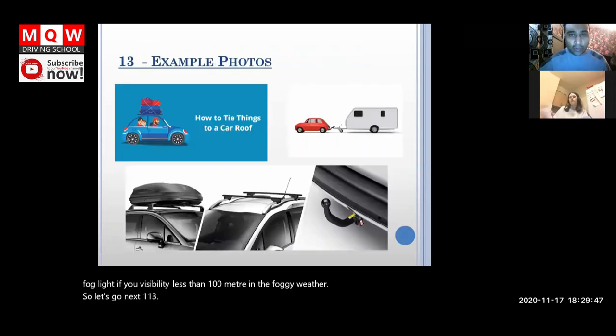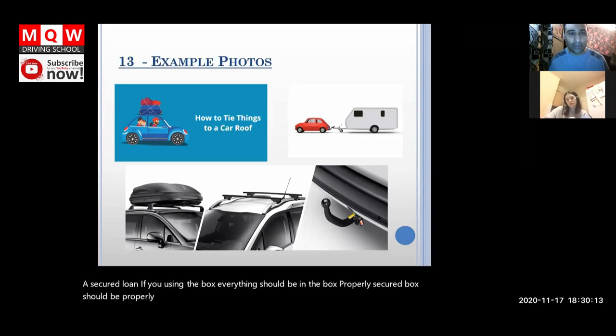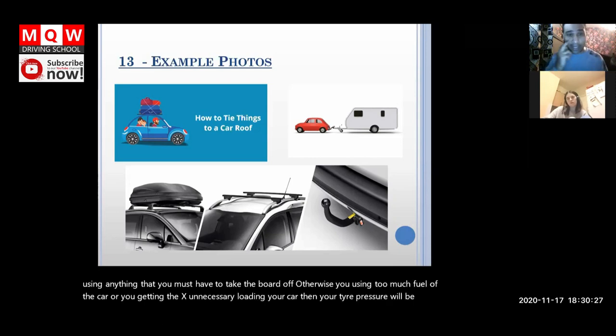That was your loading. When you travel in the car, how do you carry the load with the car? For example, if you're going for a picnic, you cannot have an unsecured load. It should be a properly secured load. If you're using a box, everything should be in the box, properly secured. The box should be properly closed, and nothing should be loose that can fall down. If you're not using anything, then you must take the box off. Otherwise, you're using too much fuel, or you're carrying an unnecessary load in your car. Then your tire pressure will need to change. You have to set a new tire pressure in the car because you're carrying a lot of load.